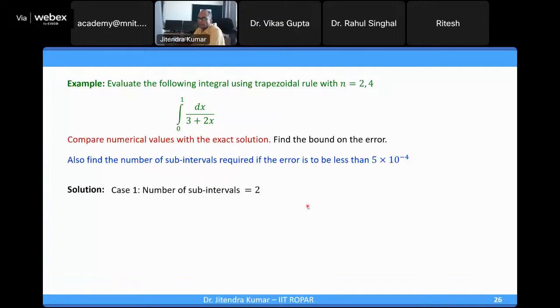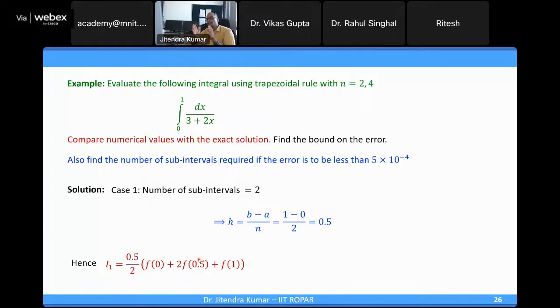With the number of subintervals 2, your h is 0.5, that means you are going from 0 to 0.5 and 0.5 to 1: 0 to 0.5 is one interval and 0.5 to 1 is another interval. Then you apply your numerical integration formula: 0.5 by 2, f0, and 2 times f at the middle point. As discussed before, double all the interior points, and f0 and f1 are the extreme points. You substitute these values and you will get the answer 0.25833.